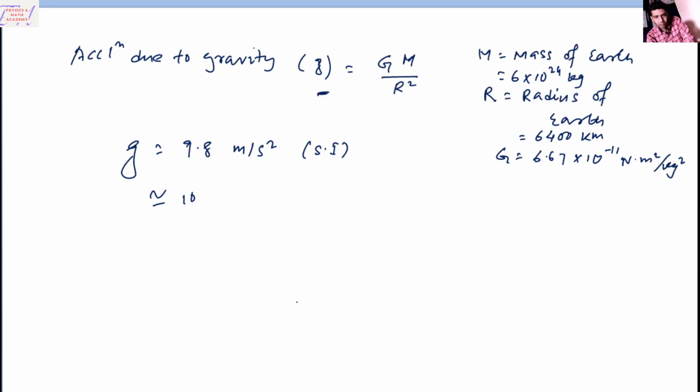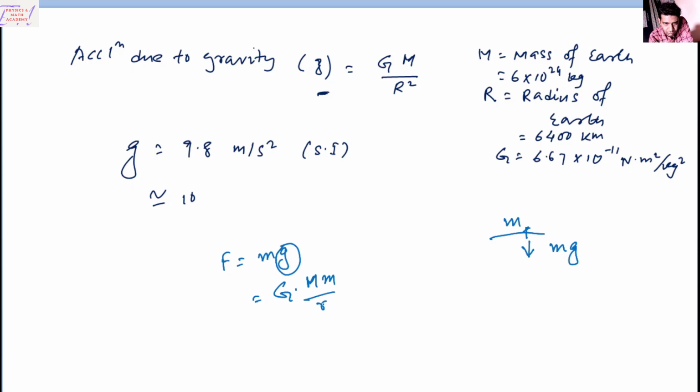Now, a situation where an object of mass m is placed near the Earth's surface. The force exerted by the Earth on this object is vertically downward, and the force is m into g. You can easily get that F is equal to m into g. If you put the value of small g, you get F is equal to GMm by R square. And the direction of the force is vertically downward. So these are the primary, very basic things.